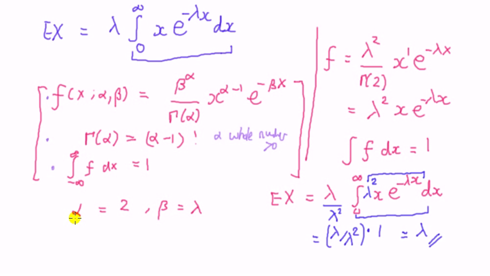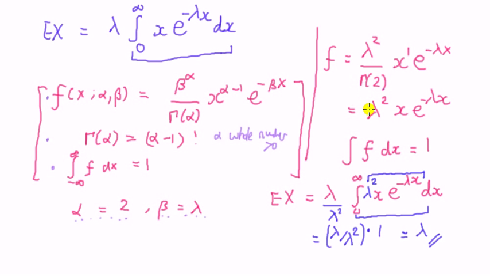Well, what happens is this. You set alpha to 2 and beta to lambda. If I set this into here, what I get is this. Now this gamma 2 is going to be 1 factorial, so this fraction has gone. This is like that. Okay, now look at this and compare it to this. Very similar, except this has got an extra lambda squared term.